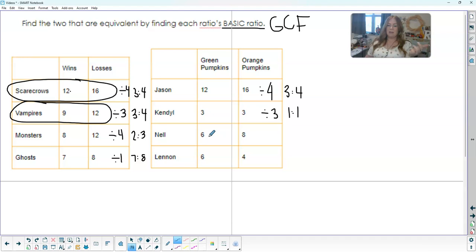Then Nell, can 6 go into 8? No. Can 5? No. 4? Yes, but not in 6. 3? No. 2?